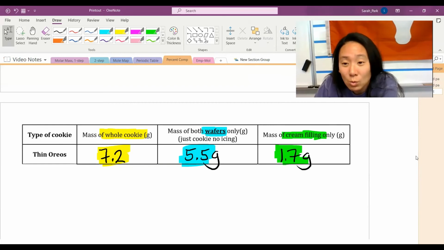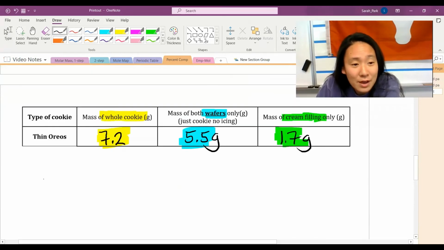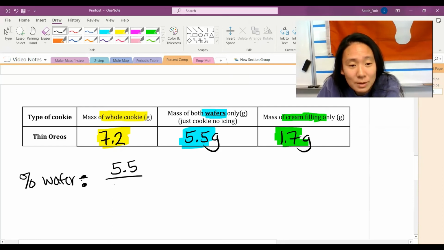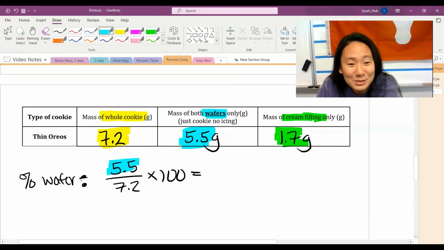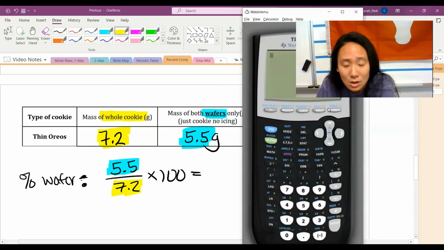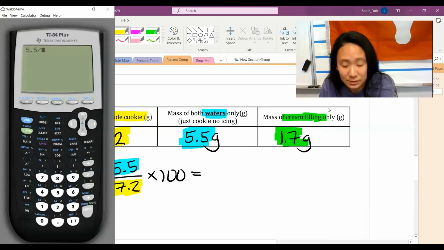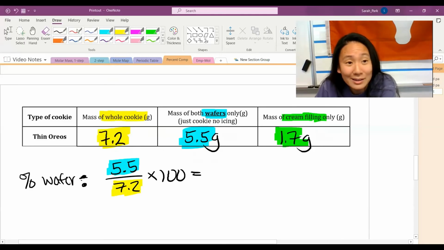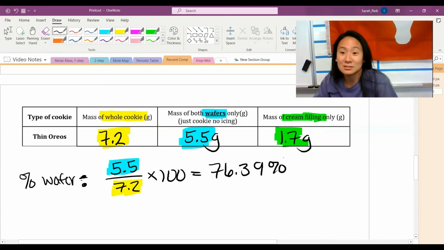when you're talking about it in your lab. So if we were to just go ahead and do this math, if I wanted to find the percent composition of just the wafer, then what I would do is take the mass of my wafers over my total times 100 to see how much the wafers contribute to the mass of the cookie. So if I were to do this, we'll do 5.5 divided by 7.2 times 100. So the wafers account for 76.39% of the mass of the cookie.